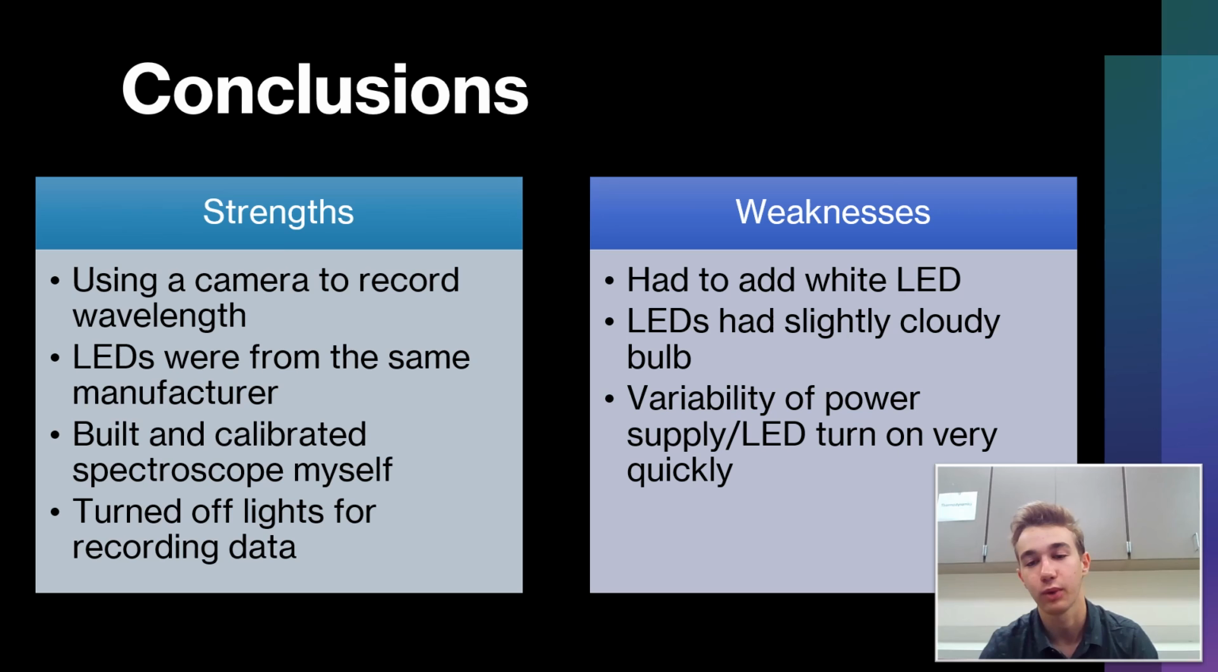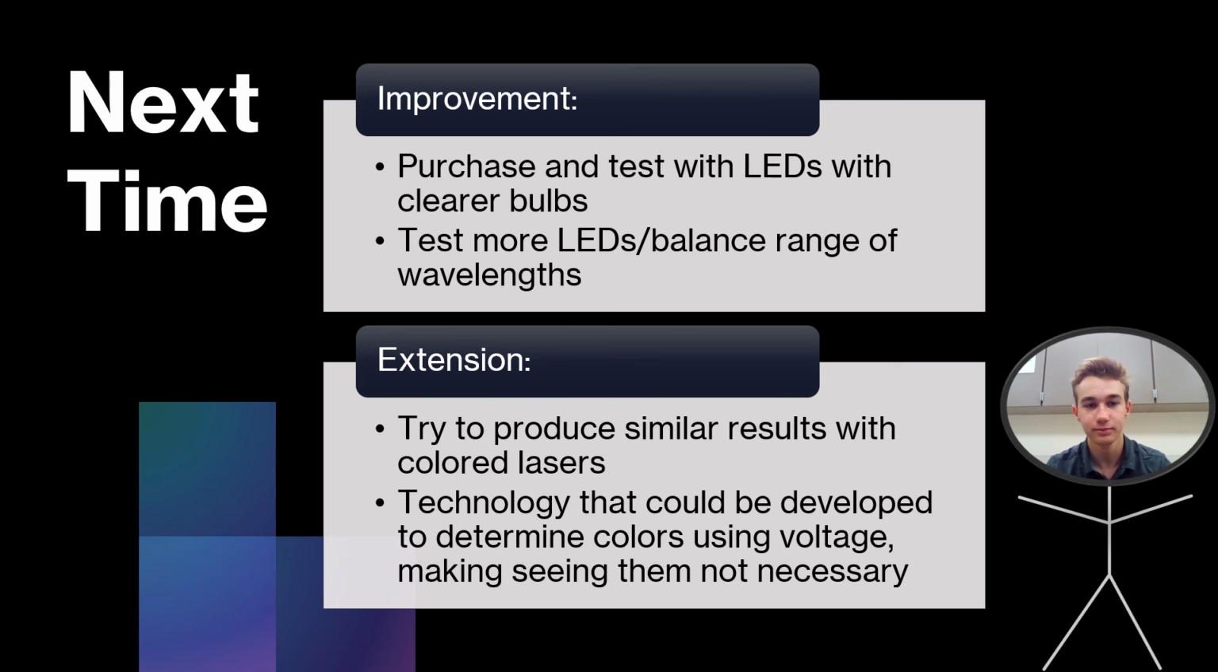The weaknesses were I had to add the white LED, which added some light into the slit of the spectroscope, and the LEDs had slightly cloudy bulbs, and the variable power supply caused the LED to turn on very quickly. If I were to do this again, I would purchase and test with LEDs with clearer bulbs, and I would test more LEDs to get a balanced range of wavelengths.